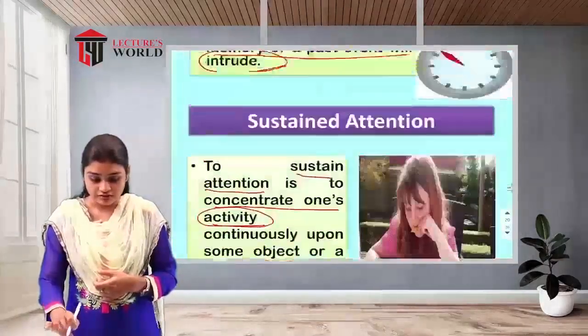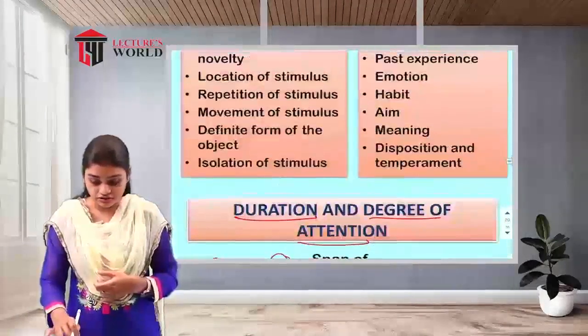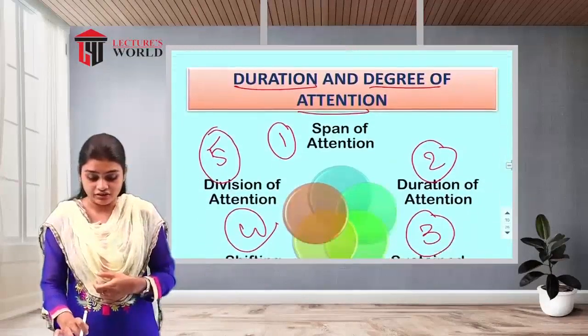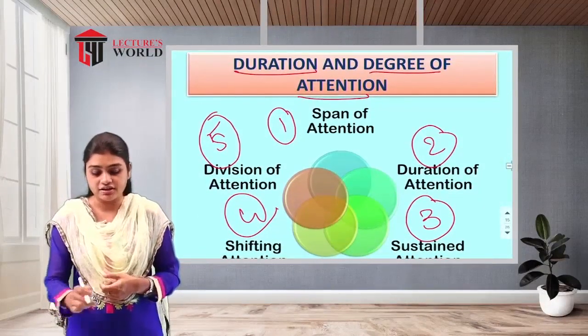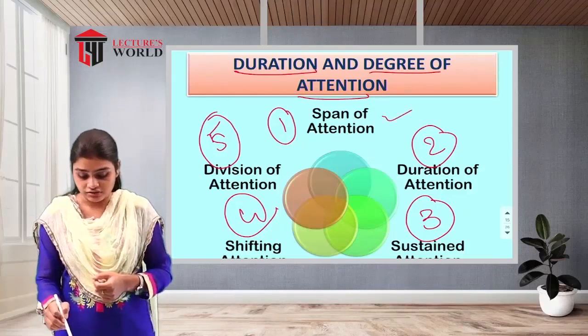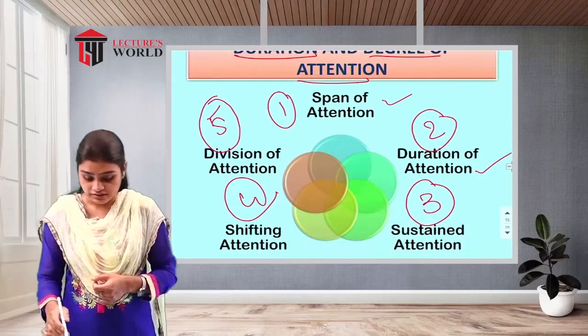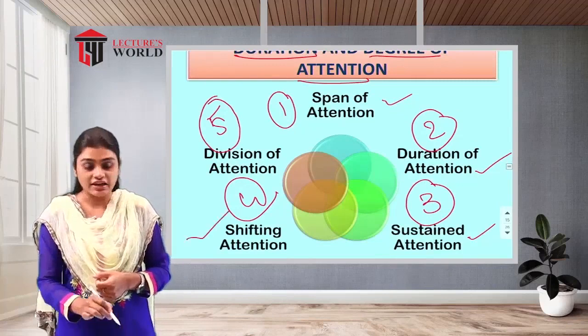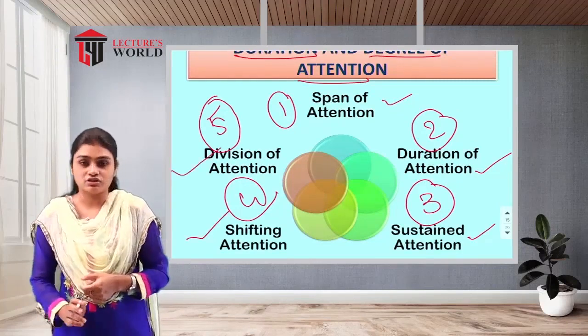So here we have seen the duration and degree of attention. These five, the span of attention, duration of attention, sustained attention, shifting attention and division of attention, we have completed.